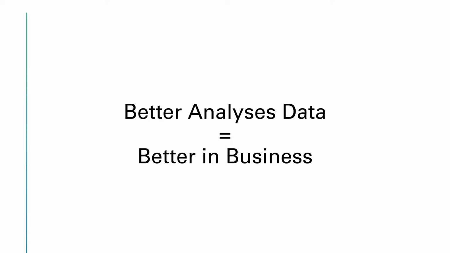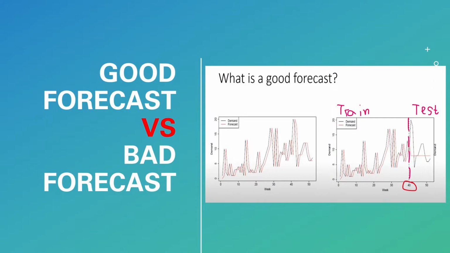But forecasting is very useful. It provides valuable insights, and whoever analyzes data better is better in business. For example, the black line is the real demand and the red line is the forecast. In the right chart, the forecast more or less fits the real demand, but in the left chart, after week 40, it does not work. The forecast is actually a straight line.